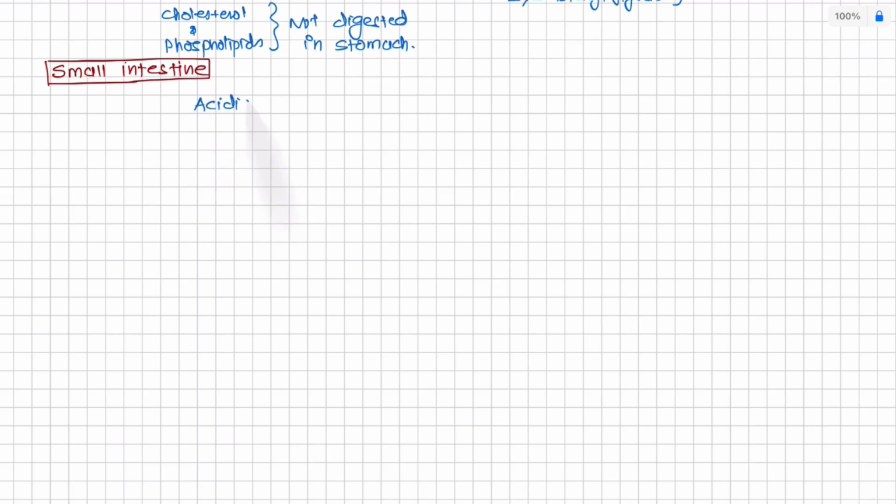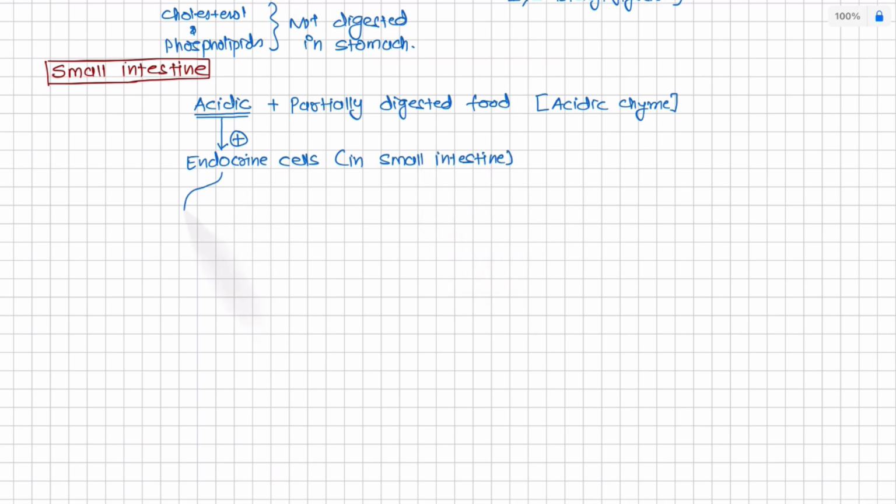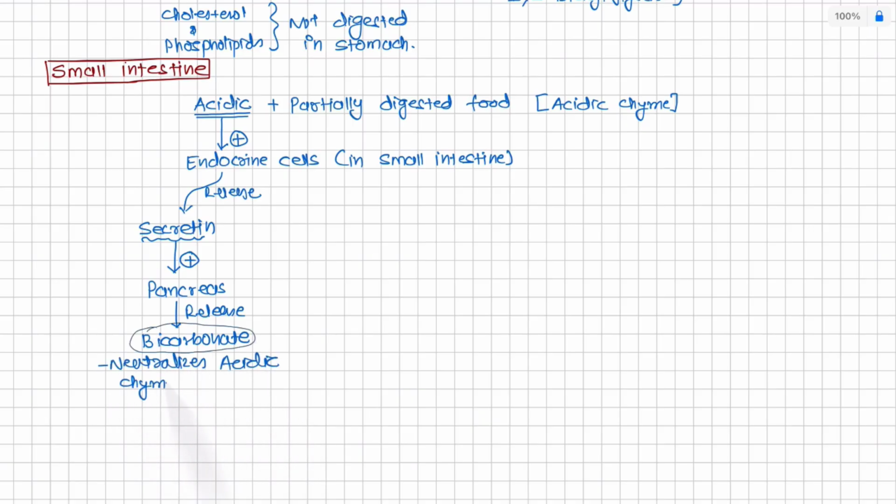After the stomach, food enters the small intestine. This food is acidic and contains partially digested food called acidic chyme. This acidic nature stimulates endocrine cells in the small intestine to release a hormone called secretin. Secretin has an important job. It stimulates the pancreas to release bicarbonate. What does bicarbonate do? It neutralizes the acidic chyme, making the environment alkaline, which is essential for further digestion in the small intestine because lipid digestive enzymes secreted in the small intestine work best in an alkaline medium.